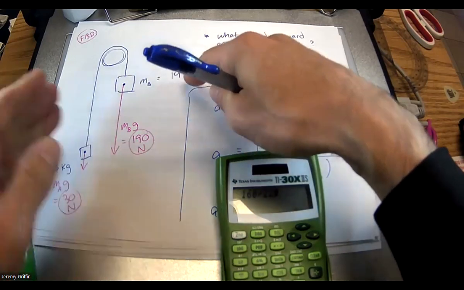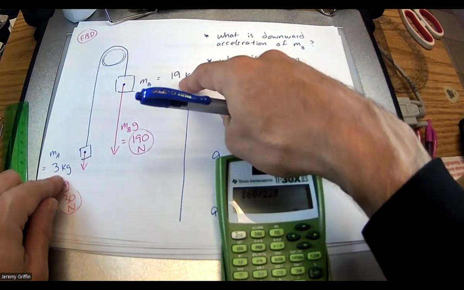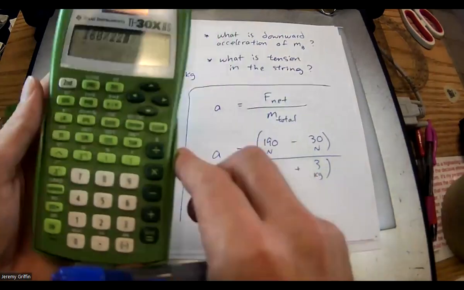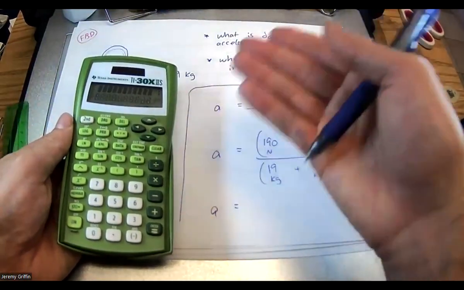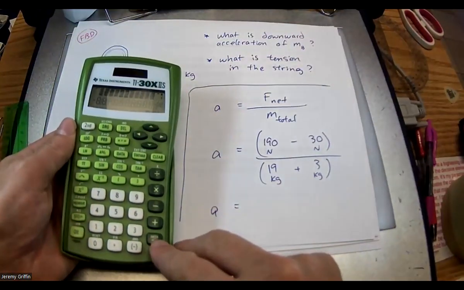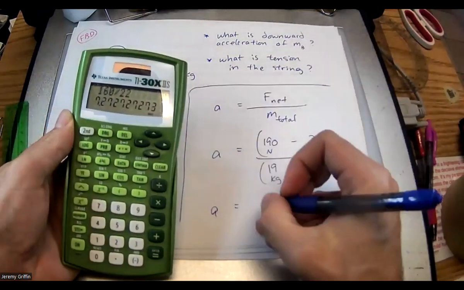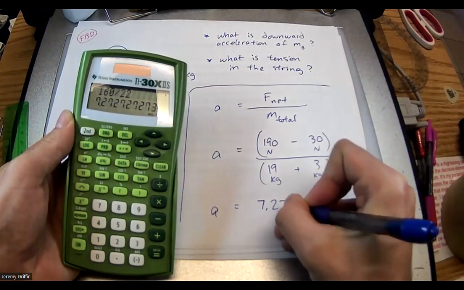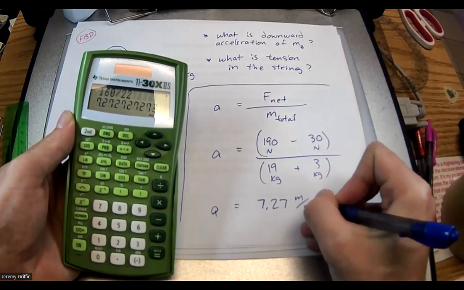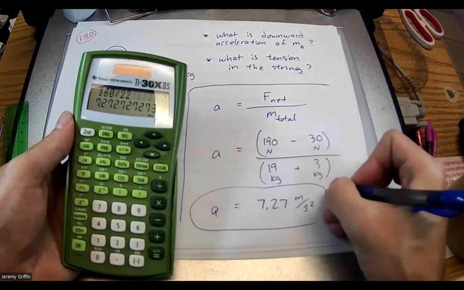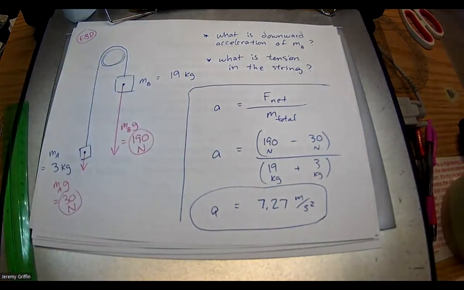Because like almost all the way on one side, 19 versus 3 kilograms, right? So I think when I hit enter, I'm going to guess maybe like 7 meters per second squared. Right? That's my guess. I don't know. I haven't tried it. Let's see. 7.27 meters per second squared. Right. That does look pretty reasonable, right? You guys got that? Right.